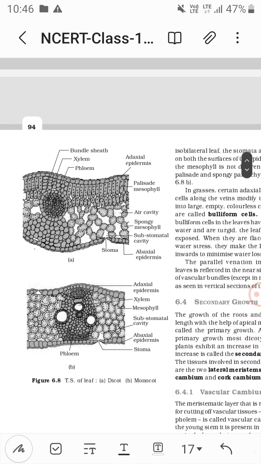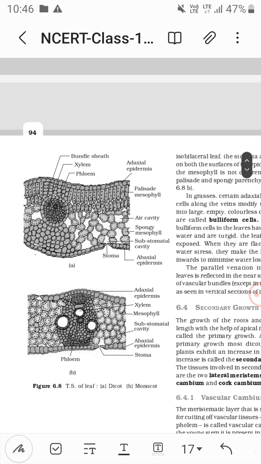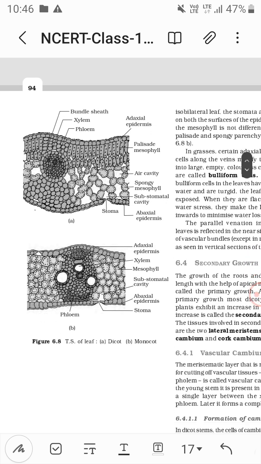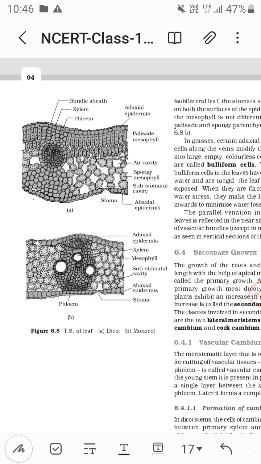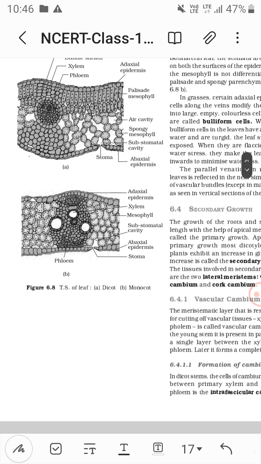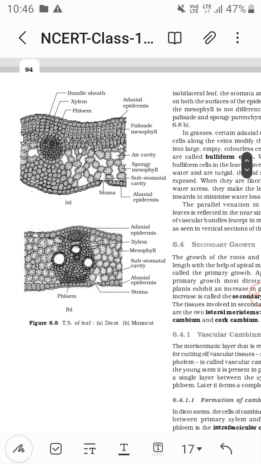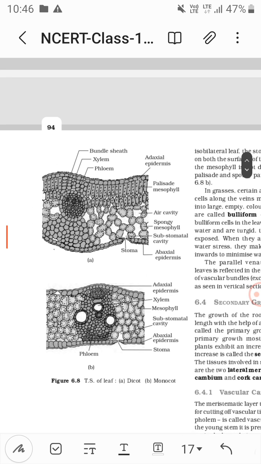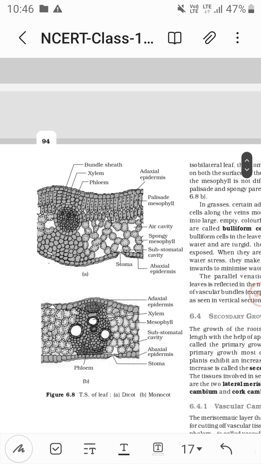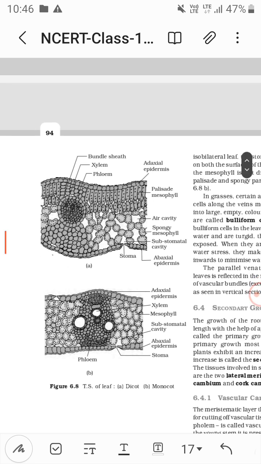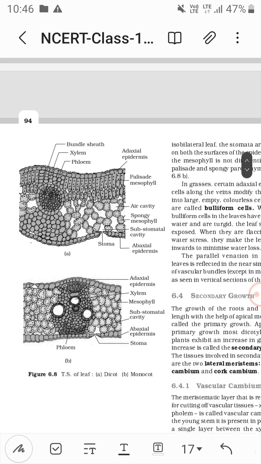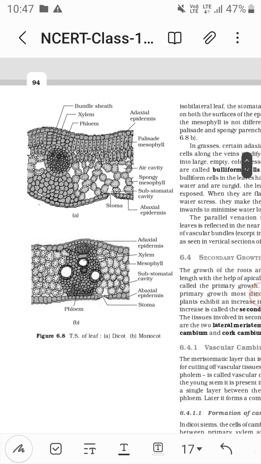So in dicot you see upper layer is adaxial epidermis, then below that, vertically and parallelly arranged palisade mesophyll, then air cavity between spongy mesophyll. There are substomatal cavities, and on abaxial epidermis there are stomata. And in between the palisade mesophyll and spongy mesophyll there is bundle sheath, includes the vascular bundles, that is xylem and phloem. Okay, type of complex tissue, xylem and phloem.